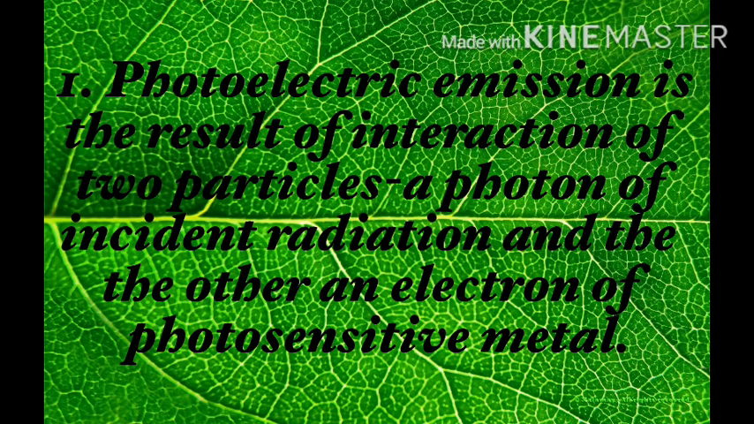The first point says that the photoelectric emission is the result of interaction of two particles. One, a photon of incident radiation, and the other, an electron of photosensitive metal. So, this point suggests that only two types of particles are involved in the photoelectric emission. First is the photon of the incident radiation, that is, the ray of light falling as an incident on the metal surface, and second, the electron of the metal on which the ray is falling.